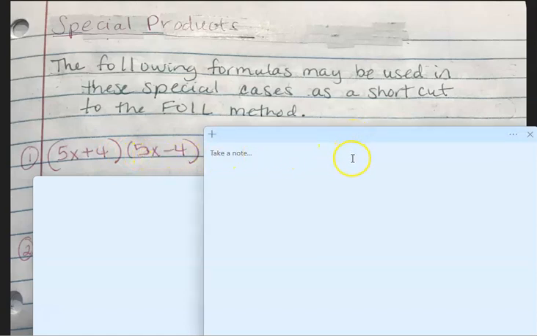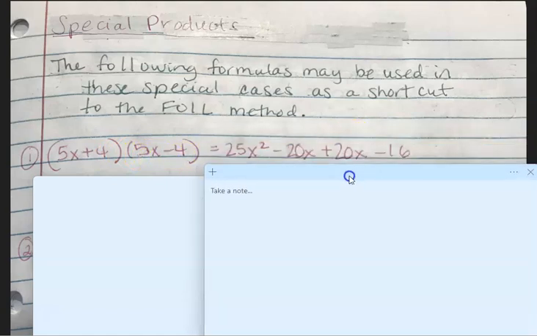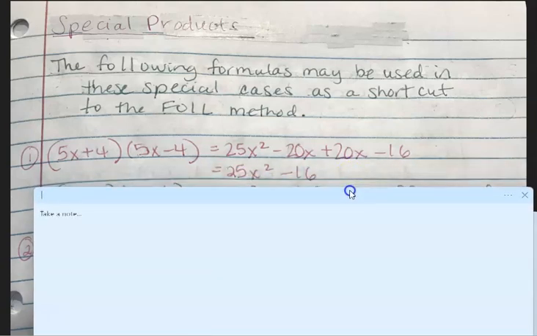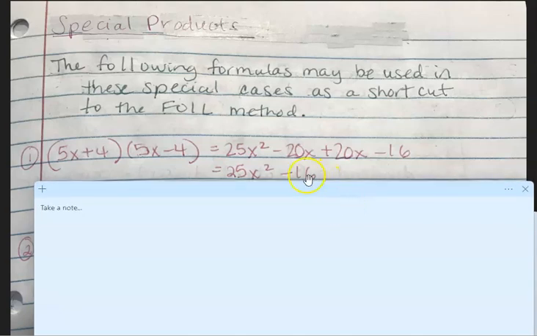If I FOIL that just like I normally do, I'll get 25x squared minus 20x plus 20x minus 16. So you'll notice that the two middle terms are actually just going to simply cancel away. Your outer and inner are gone, and you're left with your F, 5x times 5x squared, and your L, 4 times negative 4 also squared, and then the plus and the minus become the negative.